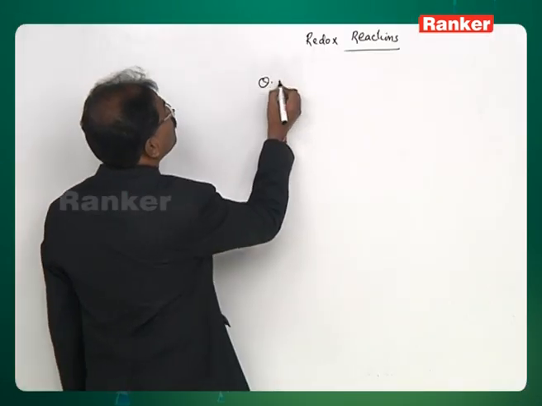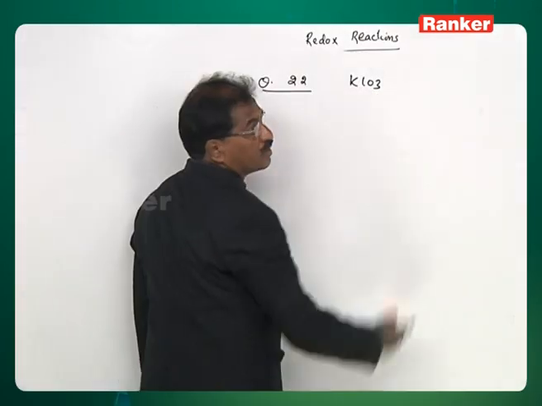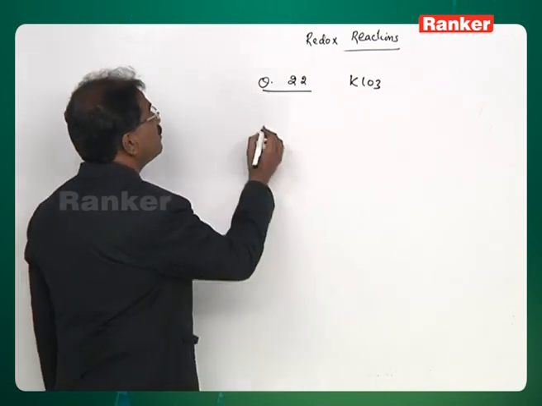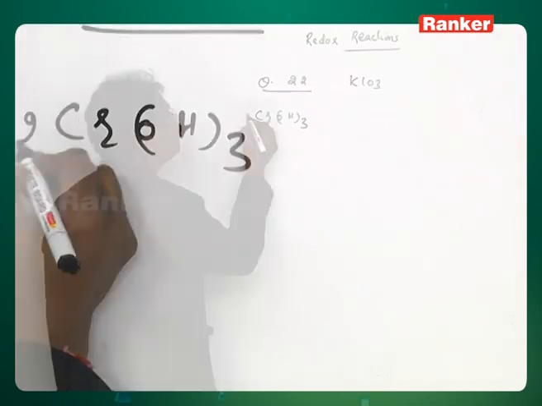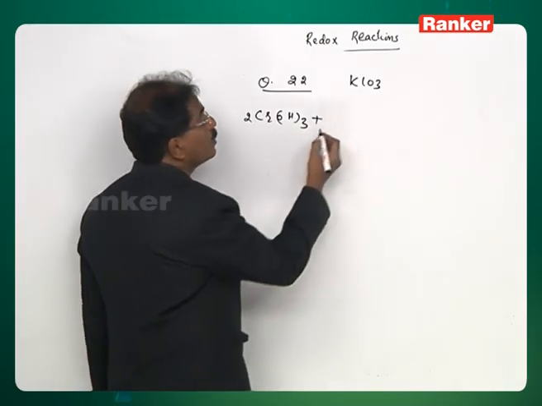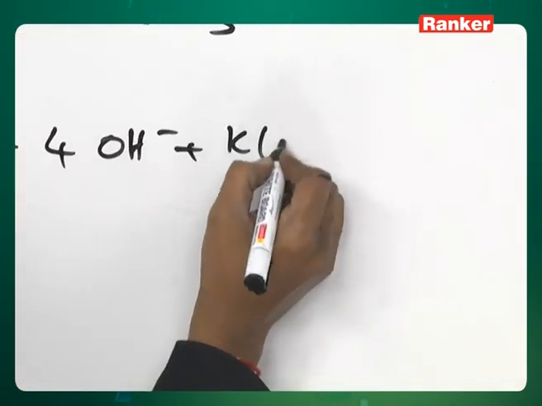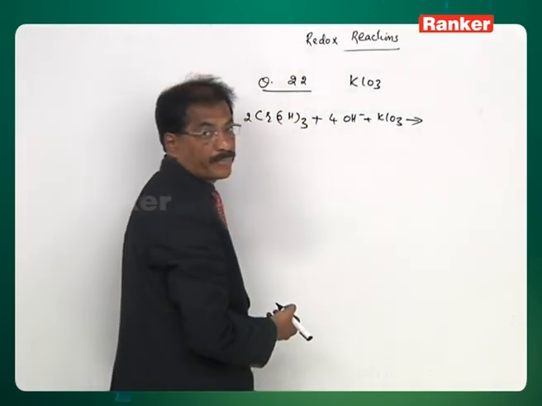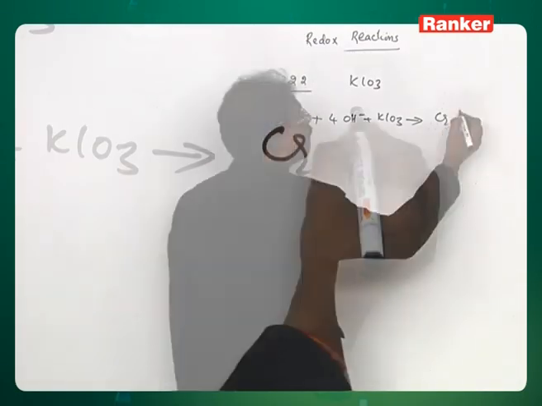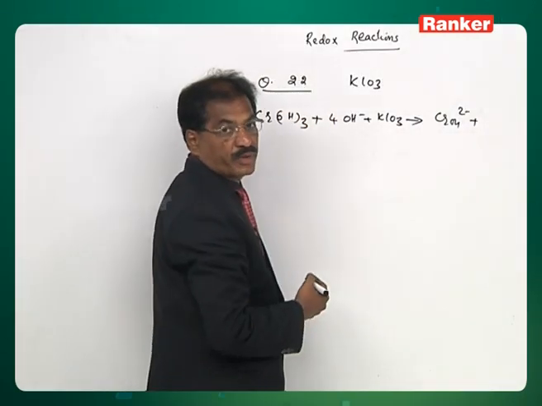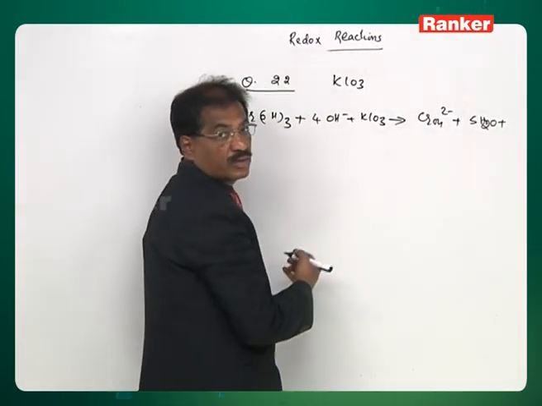Question number 22. Equivalent weight of KIO3 in the given reaction. The reaction given is 2 moles of Cr(OH)3 plus 4OH- plus KIO3 gives CrO4 2- plus 5H2O plus KI.